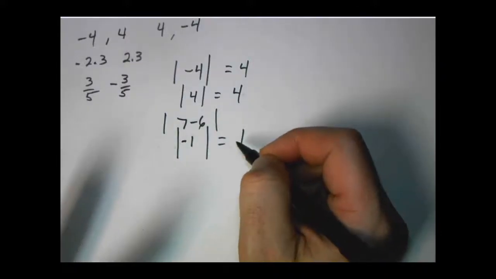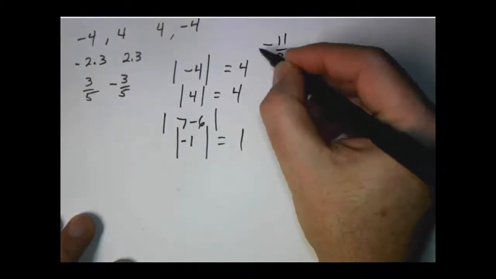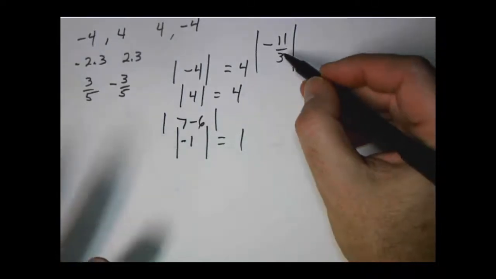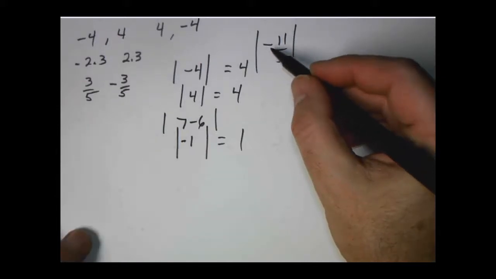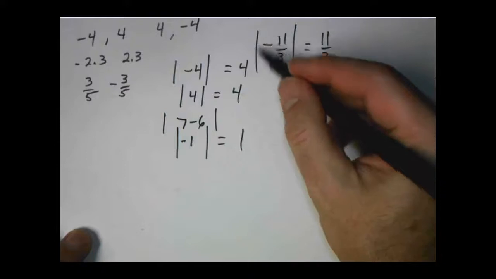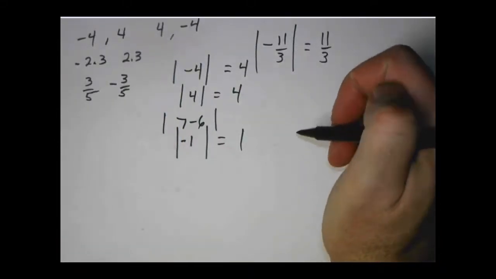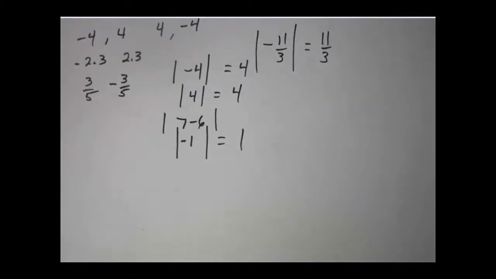So whatever is inside, whether it's a fraction or a decimal, it doesn't matter. If it's negative, it becomes positive. It's the absolute value. Absolute means positive in this instance. So anything inside the absolute value, positive, negative, whatever, it's going to become positive.